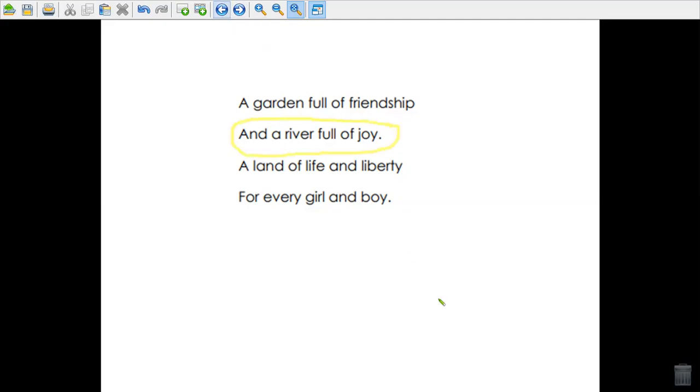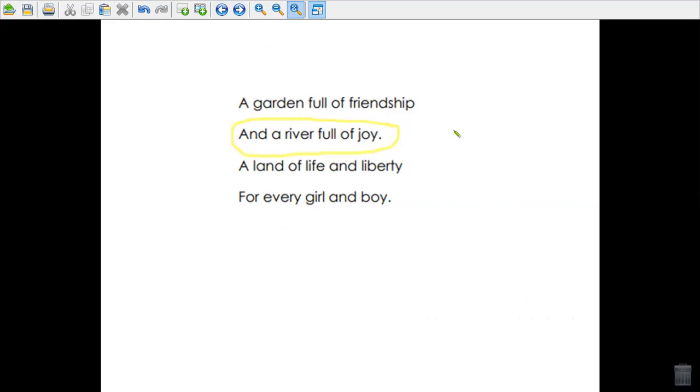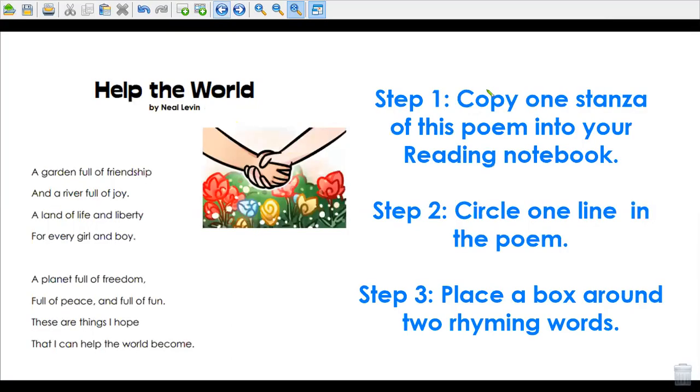Now, our last direction says place a box around 2 rhyming words. So I'm going to switch colors now, and I'm going to choose my 2 rhyming words. So I have joy, and I have the word boy. Now, if you chose a different stanza, for example, the second stanza, you could box in some different things. But as long as you have a stanza and a line circled and 2 rhyming words boxed in, then you guys are professionals. Awesome job. Give yourself a pat on the back.